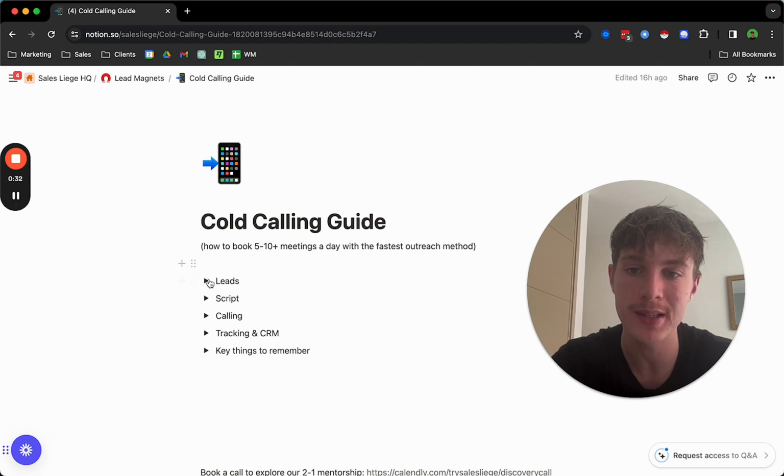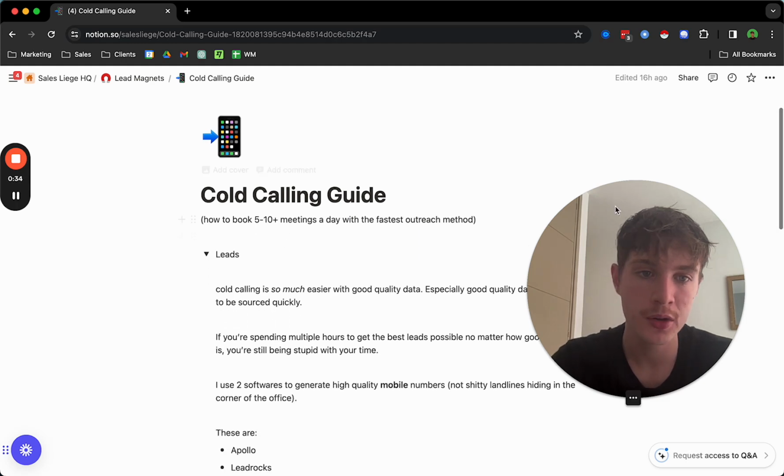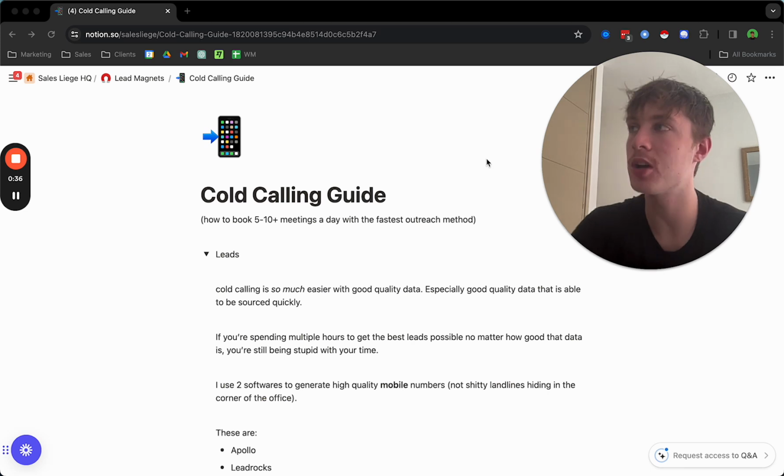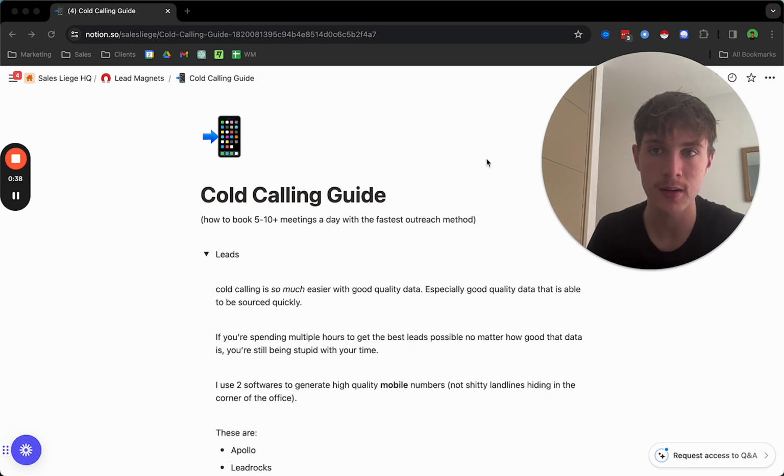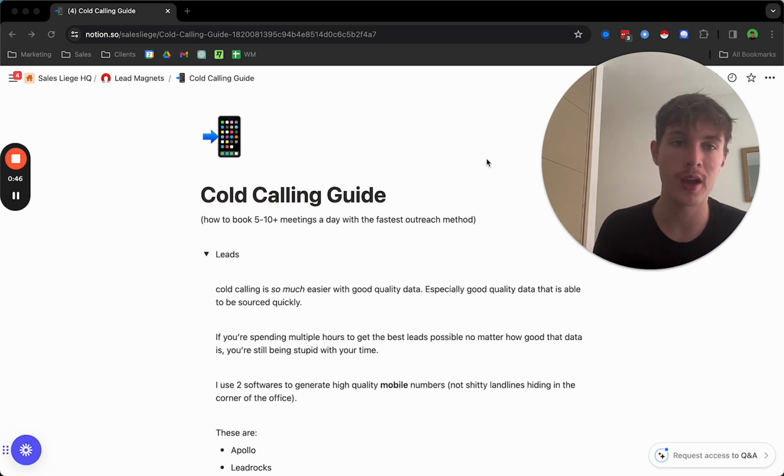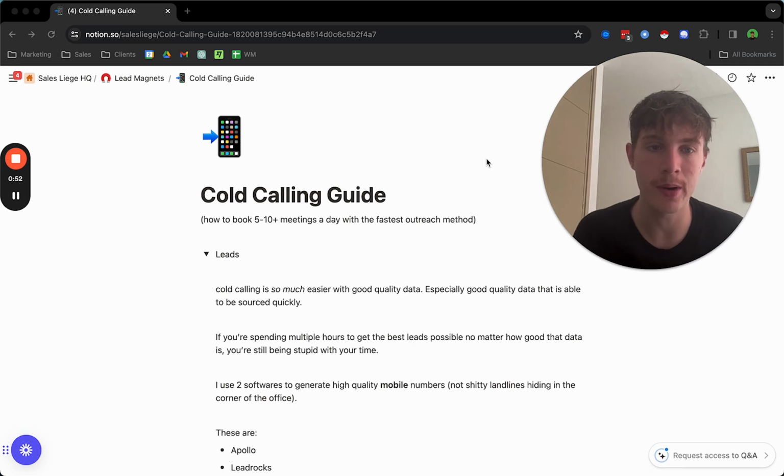The first step is leads. So cold calling is so much easier with good quality data. The data that you have for your cold calls is going to be dependent on the outcome that you get, right? So if you plug shitty inputs to the system, you're going to get shitty outputs. So it's like cold email. If you're scraping a bunch of crappy, outdated emails, you're not going to get the best results. So leads is literally the process of what's going into the system. So you need to make sure they're good.